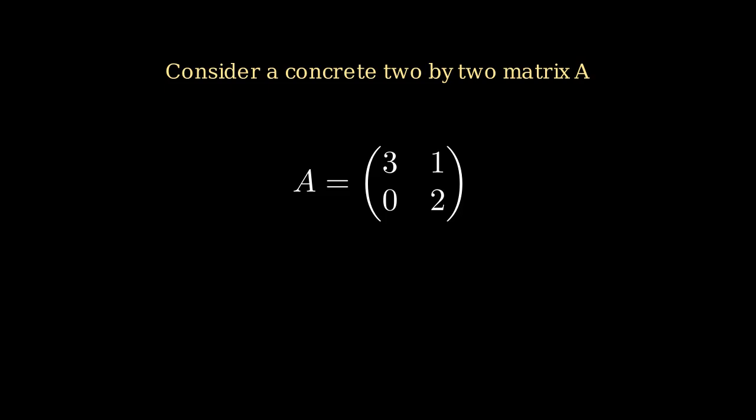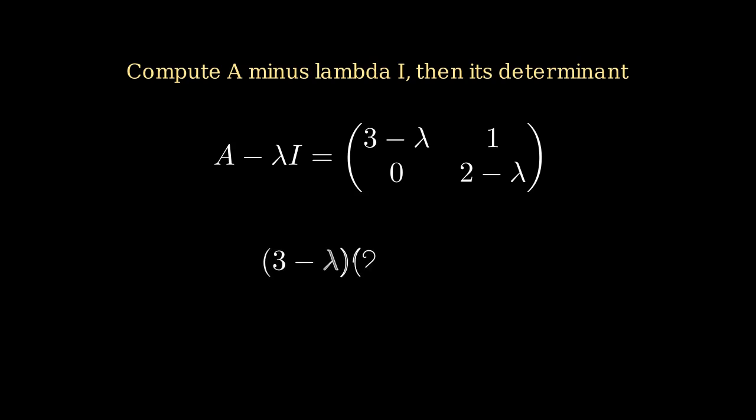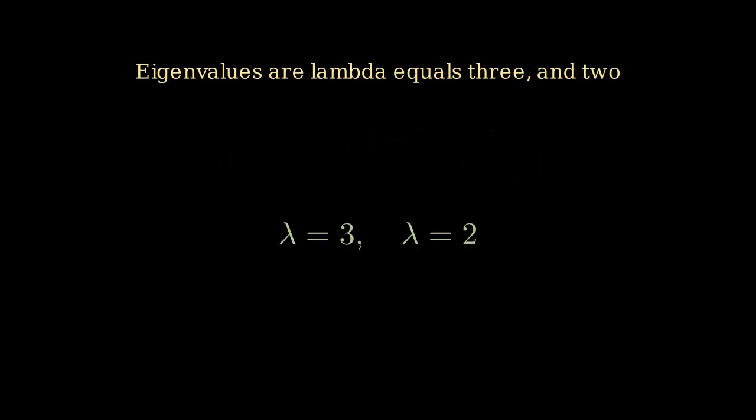Let A equal the 2 by 2 matrix with rows 3, 1 and 0, 2. We compute A minus lambda times the identity and take its determinant. This gives us the characteristic equation, open bracket, 3 minus lambda, close bracket, times, open bracket, 2 minus lambda, close bracket, equals 0. This factors immediately, so the two eigenvalues are simply lambda equals 3 and lambda equals 2.